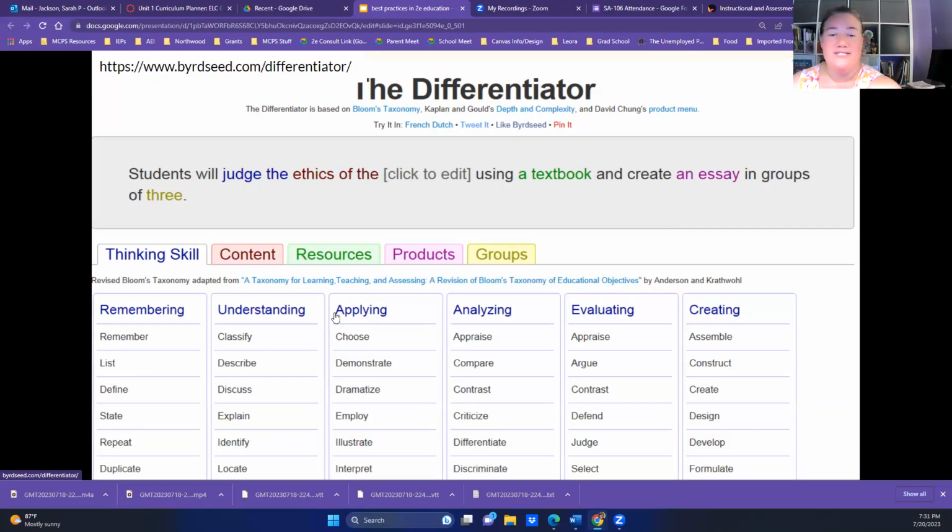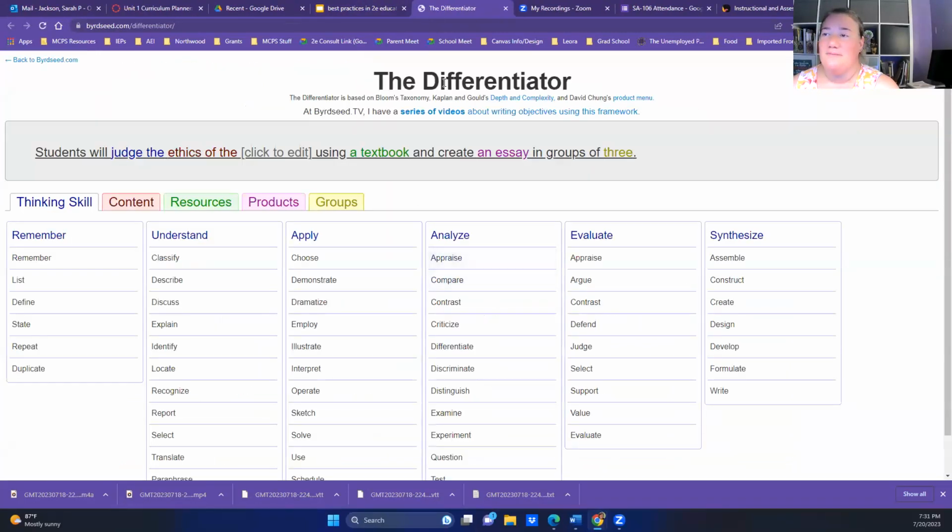The differentiator lets both the teacher and the student move these things about. Oh, look, I even put a link to it in here.